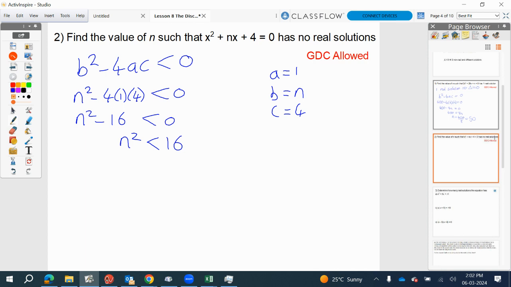Give me a number that when I square it will be less than 16. 3. Another one. 2. Anything else? 1. Anything else? 0. Anything else? Negative 1.